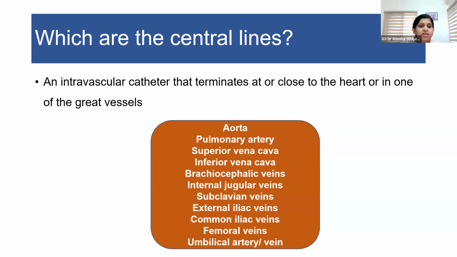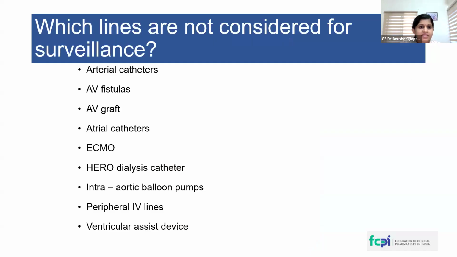So a central line is an intravascular catheter that terminates at or close to the heart, or is in one of the great vessels. If you have an intravascular catheter in the aorta, pulmonary artery, SVC, IVC, brachiocephalic veins, internal jugular veins, subclavian veins, external iliac veins, common iliac veins, femoral veins, or umbilical artery or vein, it is constituted as a central line. What are not central lines?